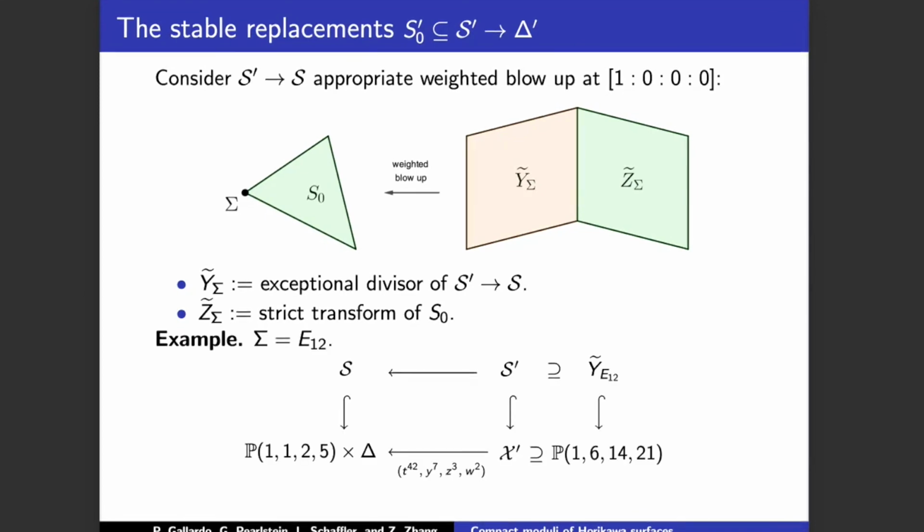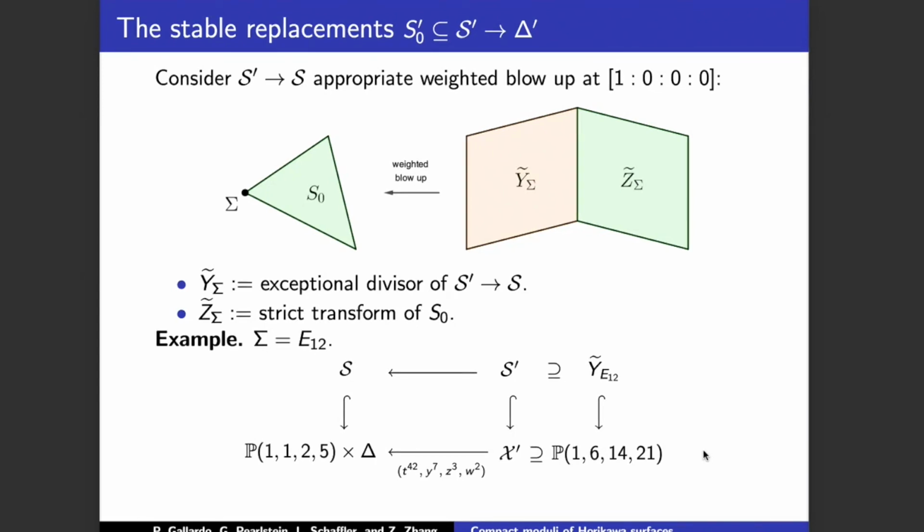So let's first focus on the left-hand side of this diagram, where we have, by construction, S lives in P1125 cross delta as this hypersurface. Then we take a blow up of this fourfold, P1125 cross delta, at the following ideal. So what I gave you here is the ideal sheaf that you should blow up, which is supported precisely where we want the blow up to happen. This will produce a new fourfold, X prime, that has as exceptional divisor the weighted projective space P161421.